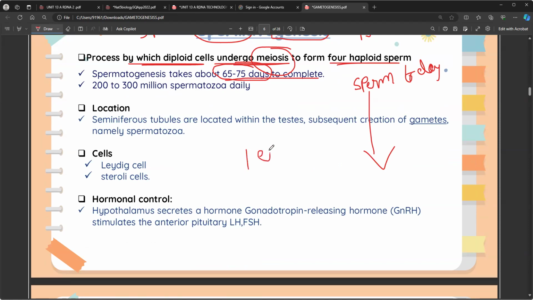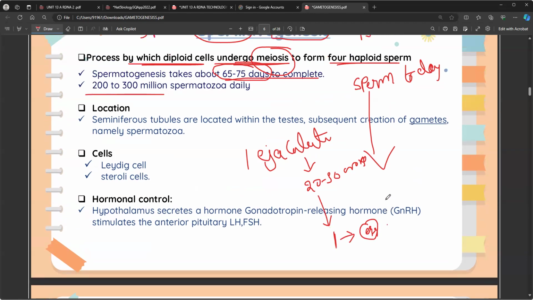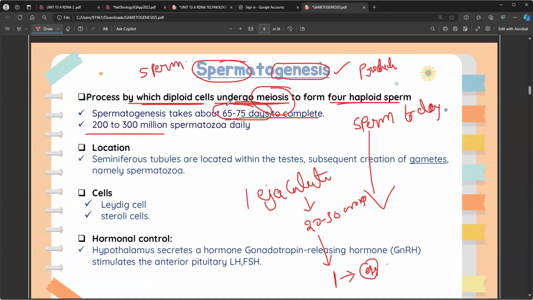One ejaculation by a male generally contains 200 to 300 million spermatozoa on average. In simple words, one ejaculation contains 20 to 30 crores of sperms. But out of those 20 to 30 crores of sperms, hardly one sperm will go and fuse with the egg cell, which gives rise to the zygote. Don't get confused. Now the question is very clear, where is this sperm getting produced?